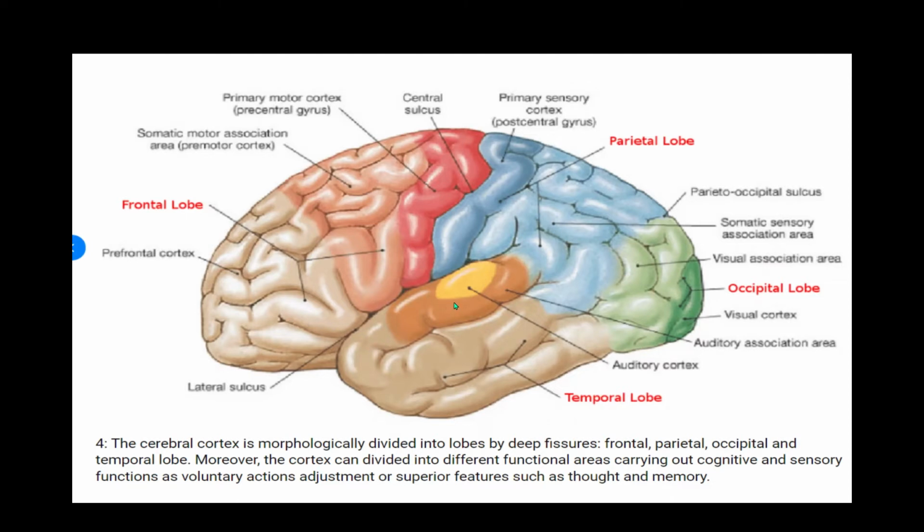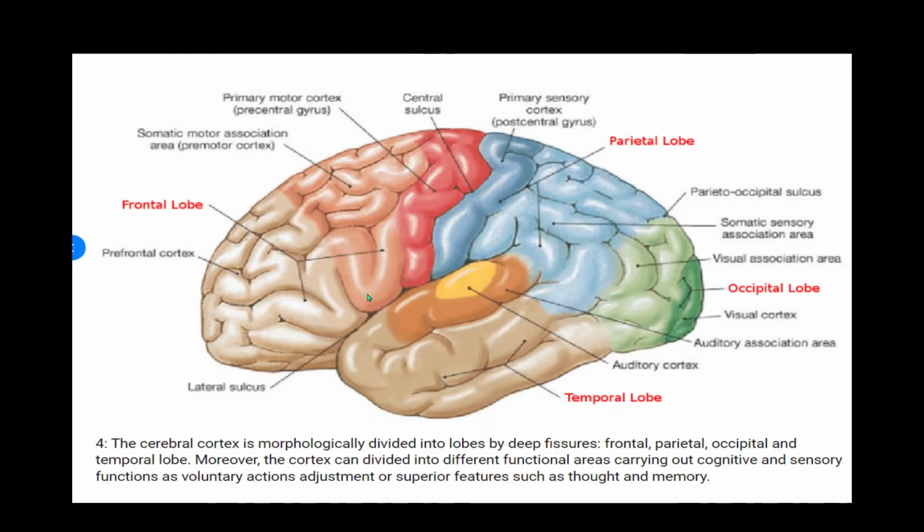On the superior gyrus of the temporal lobe, we have the auditory cortex, which is responsible for hearing. This is the primary auditory cortex in the superior gyrus of the temporal lobe, and just around that is the auditory association area. So you can see that the association areas are just adjacent to the primary motor or primary sensory areas of the cortex.